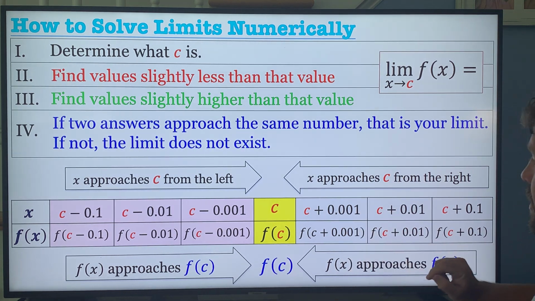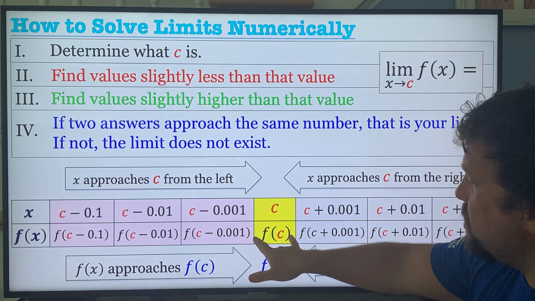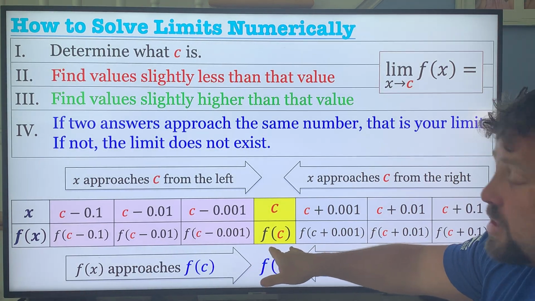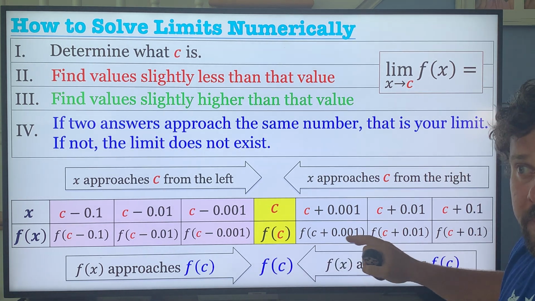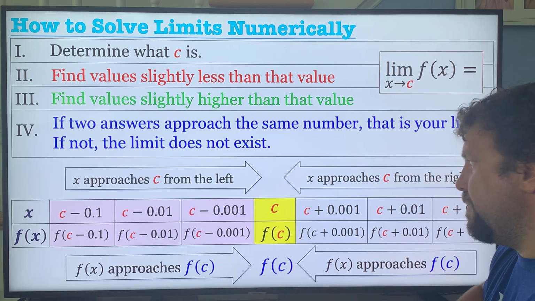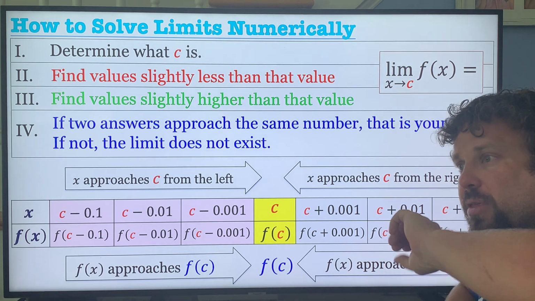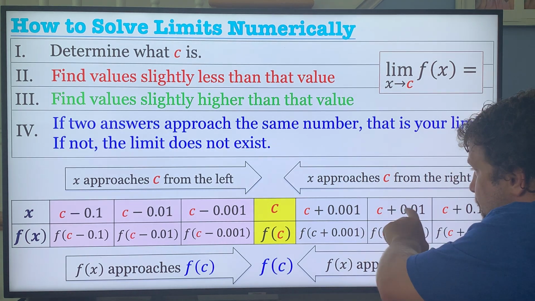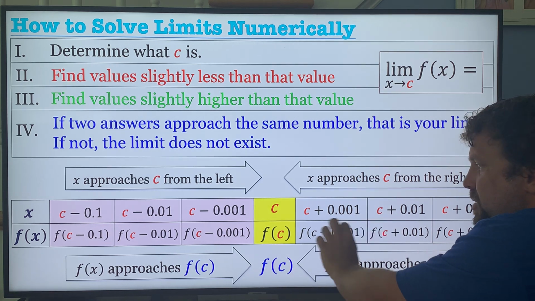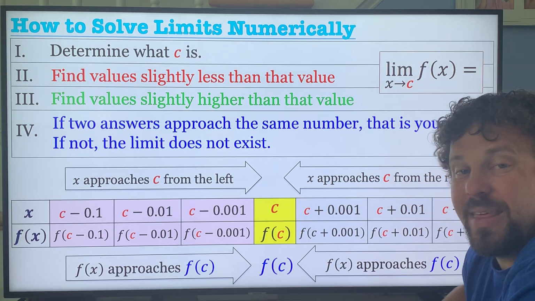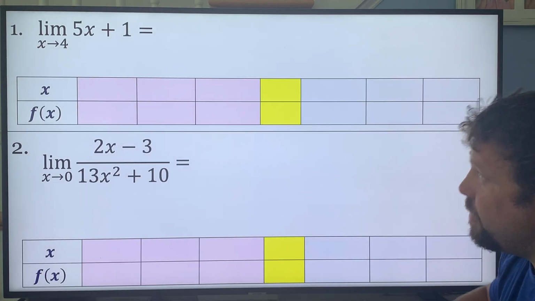You look for the pattern as it is approaching from the right, and you look for a pattern as it approaches from the left. If those two numbers seem to be the same, like they're approaching the same number, that is your limit. If these numbers are totally different, the limit doesn't exist. Pretty simple. And how do you tell if a number is approaching something? Well, as you get a lot closer, as you get closer by a value of 10, these will only go up by a value of like a tenth or a hundredth or even a thousandth. So, first 2 questions.